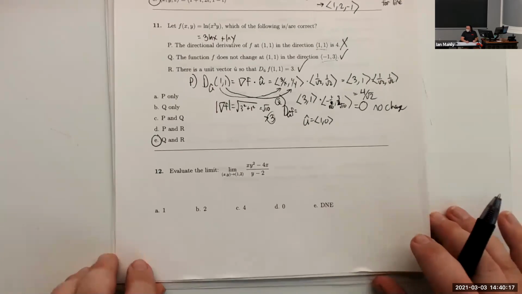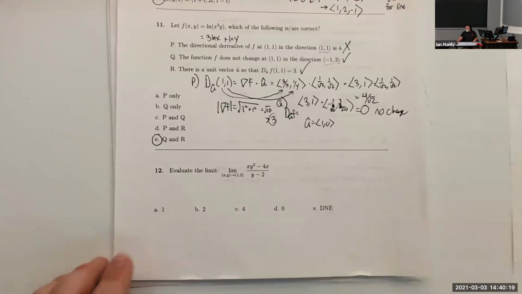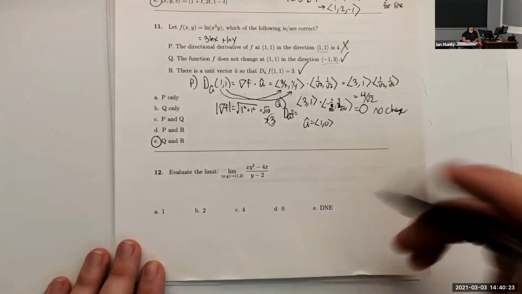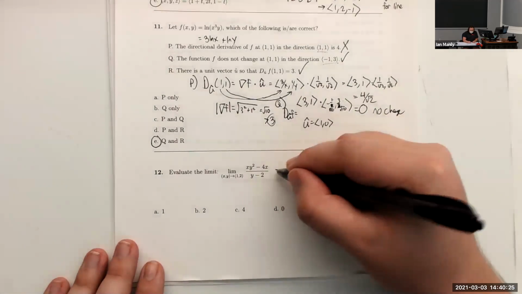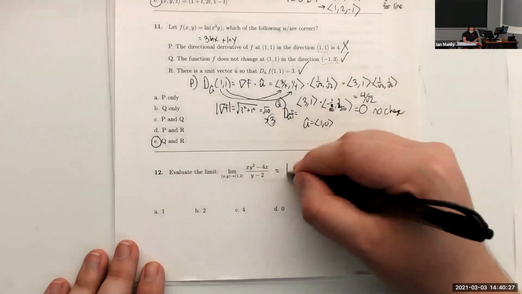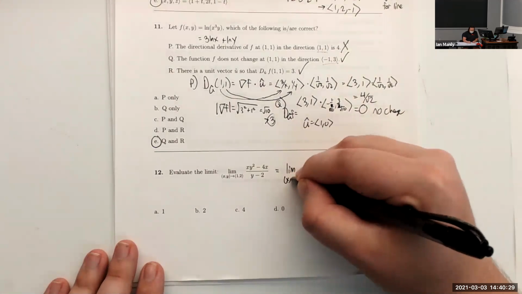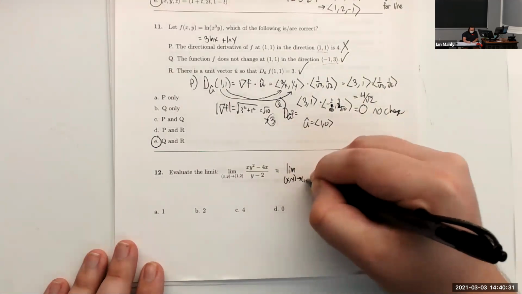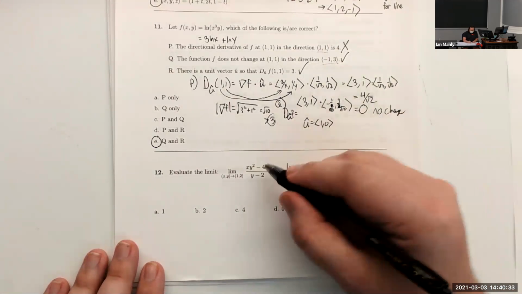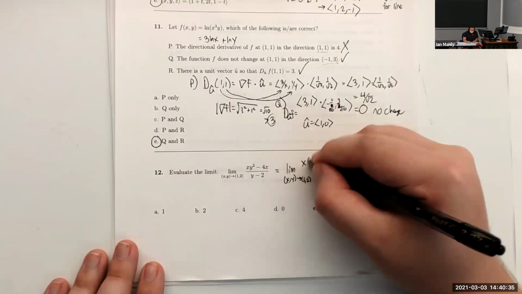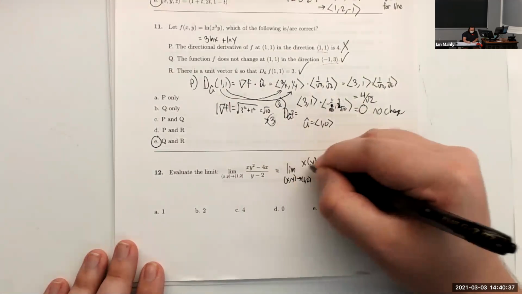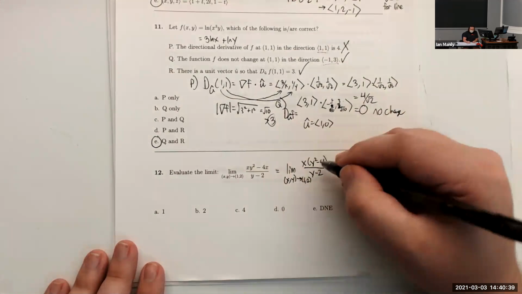All right. We have one more here. I'd probably do one more, maybe even 2. Evaluate the limit. All right. Well, before I evaluate this limit, I'm going to simplify it. So I factor an x out of here. And I have y squared minus 4 over y minus 2.